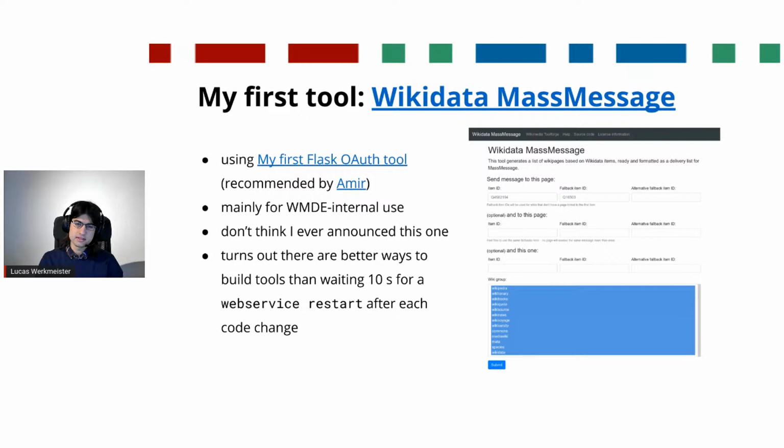So this tool allows you to send a message to every page that is linked to, say, the technical village pump on each Wikipedia. But if the technical village pump doesn't exist, then it falls back to the normal village pump or the project chat or whatever it's called on that wiki. And so that's a useful tool for community managers or other people who need to send these mass messages a lot. And that was the first tool I wrote.